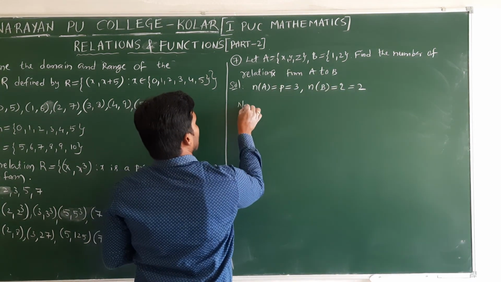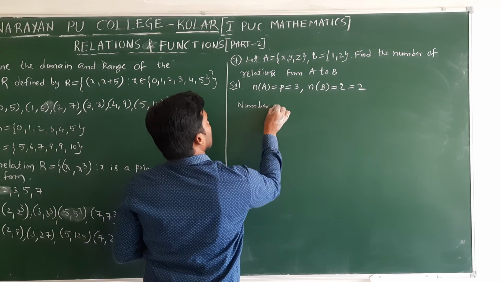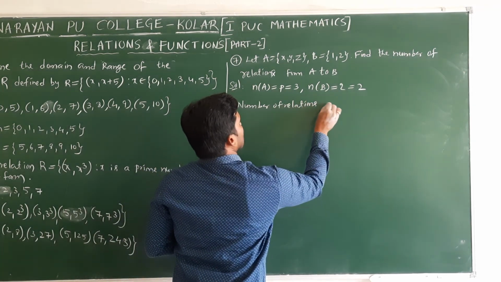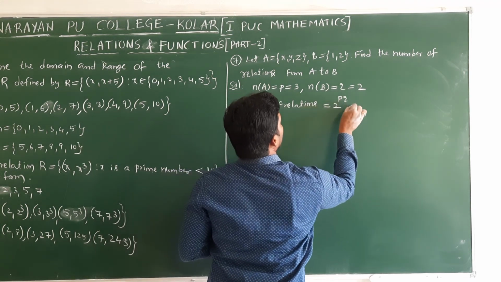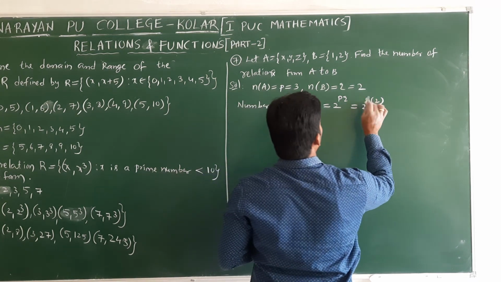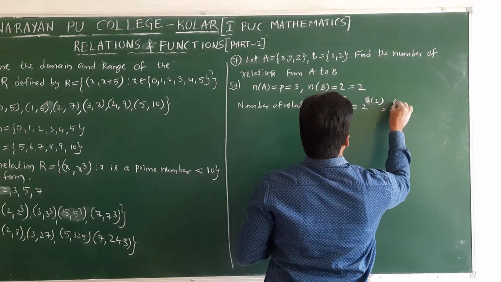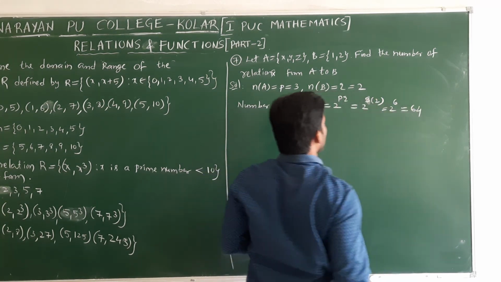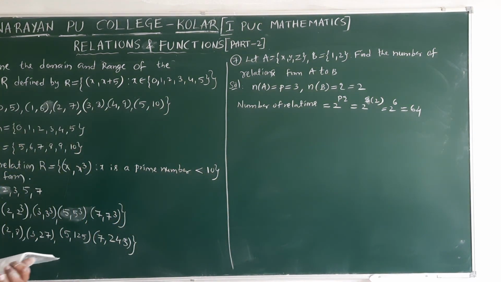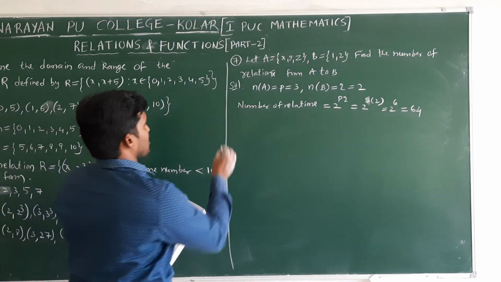So number of relations equal to 2 power P into Q, 2 power 3 into 2, that is 2 power 6. 2 power 6 means 64 relations possible. Next, last question.